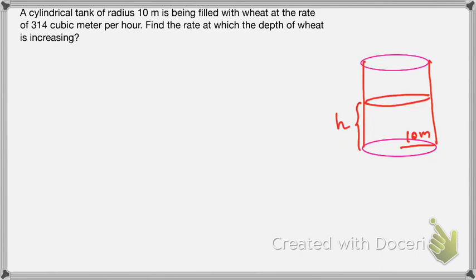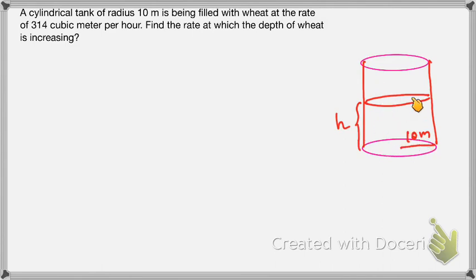A cylindrical tank of radius 10 centimeters is being filled with wheat at the rate of 314 cubic meter per hour. Find the rate at which the depth of the wheat is increasing. So let's say this is the cylindrical vessel of radius 10 meters. So the radius doesn't change, but you are pouring wheat into that. So the wheat gets filled in like that. It goes up higher and higher. So thereby the height keeps increasing, but the radius is fixed.